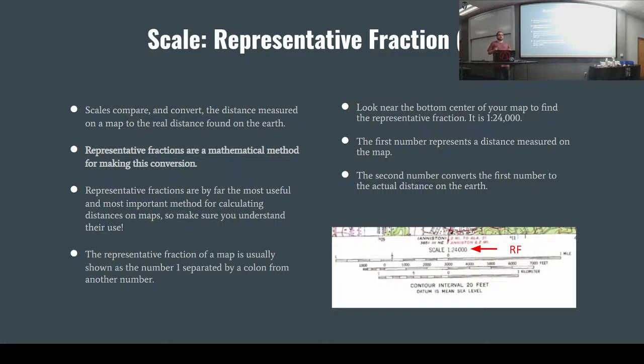So essentially, let's say you measure 5 inches on a map, and that map is from a representative fraction of 1 to 10,000. That means 5 inches would be 50,000 real-world inches on that map.